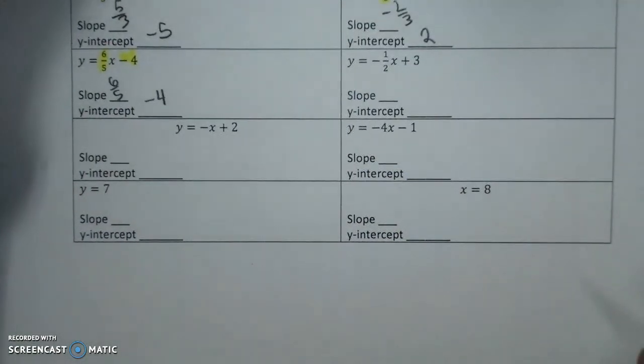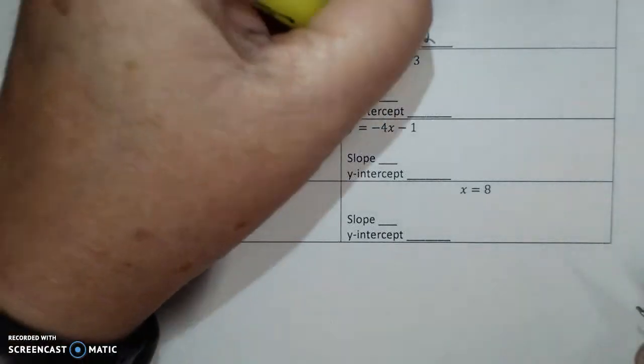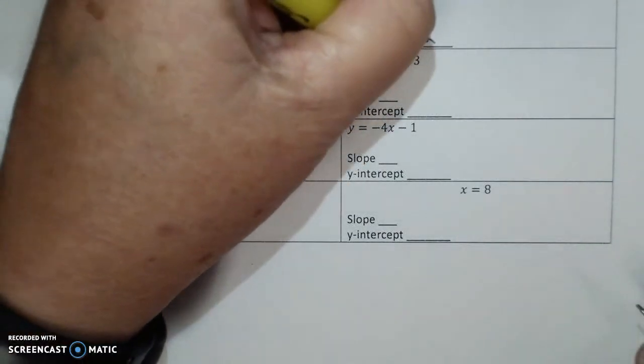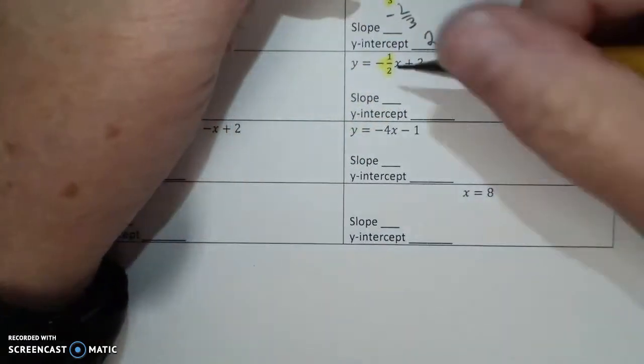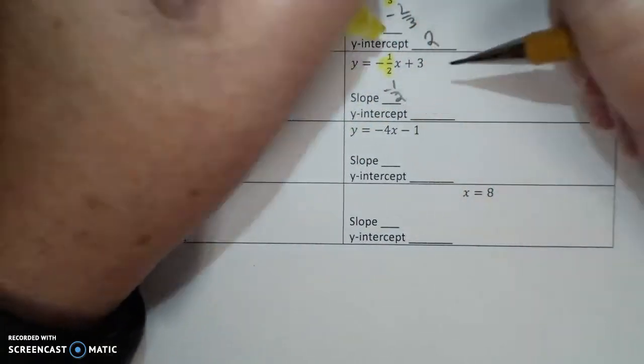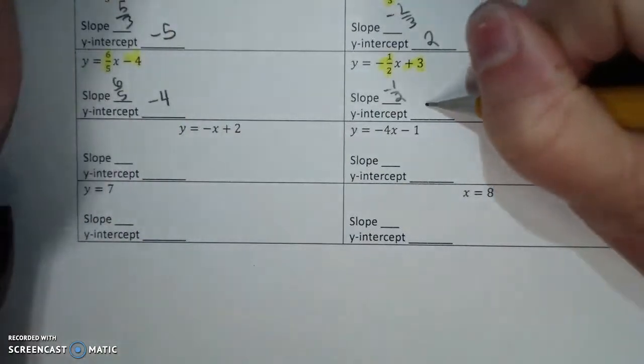Yes, a lot of people use highlighters when they're starting to do these problems. Y equals -12x plus 3. Slope is -12. Y-intercept is 3.